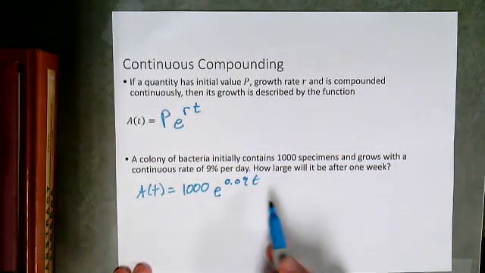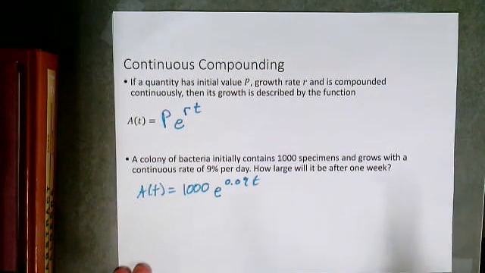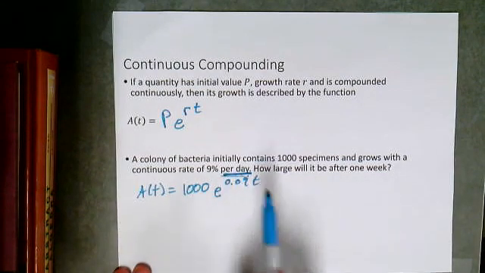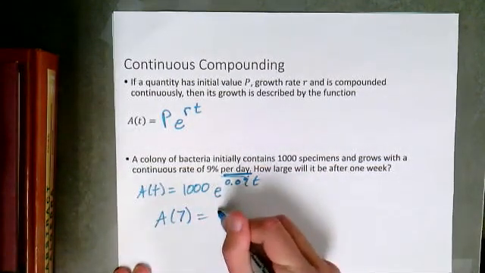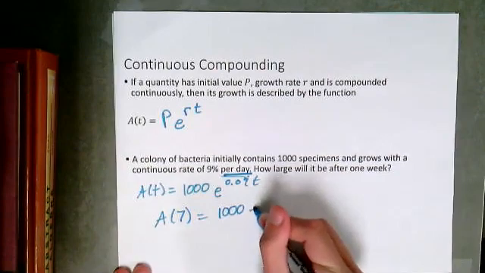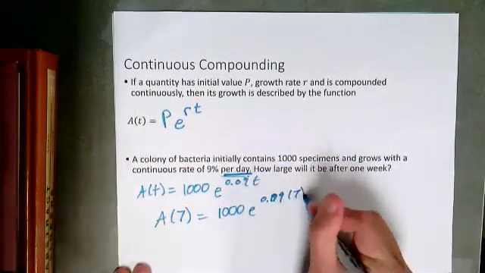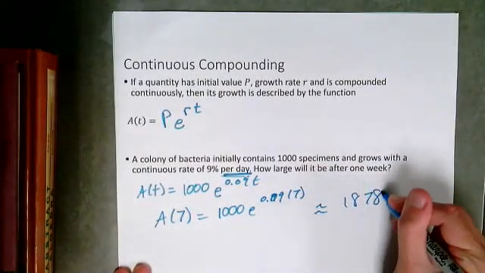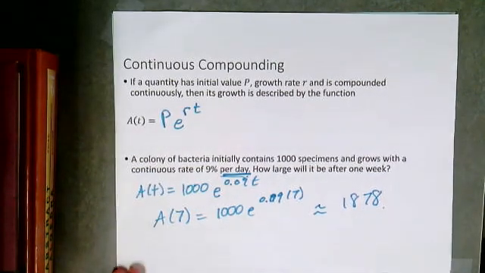And so we want to find out how large it will be after 1 week. T in this case is in terms of days. This is per day. So A of 7 is going to be 1,000 e to the 0.09 times 7, which approximately is 1878, rounding to the nearest bacteria.